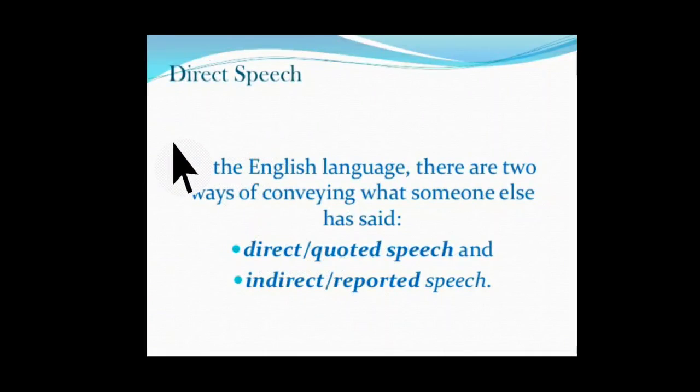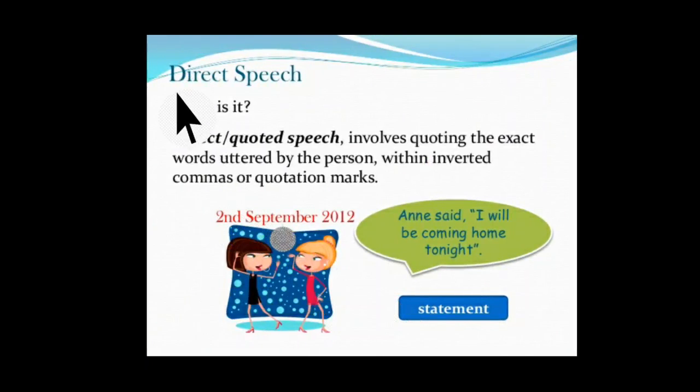Now, what is direct speech? In the English language, there are two ways of conveying what someone else has said: direct, that is quoted speech, and indirect, that is reported speech. Direct quoted speech involves quoting the exact words uttered by a person within inverted commas. In direct speech, the actual words of the speaker are put within inverted commas, and whatever a person says is reported the same. There is no change being made.